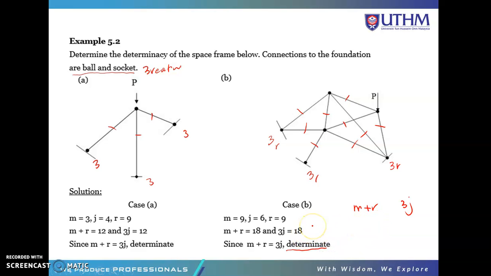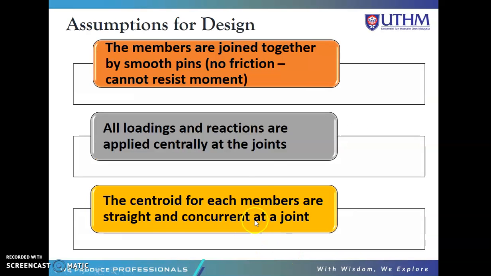Lastly, for this video, these are the assumptions for design: the members are joined together by a smooth pin, the loads and reactions are applied generally at the joints, and the centroid of each member is straight and concurrent at the joint.